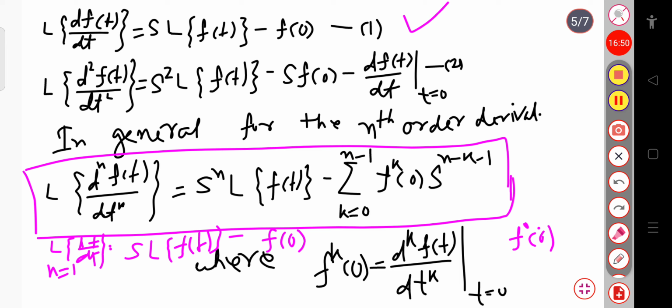Similarly, you can put n equal to 2. When n equals 2, this will be d square f of t divided by dt square. Correct. Then on the right hand side, substituting n equal to 2, this will be s square L of f of t minus the summation, where k varies from 0 to 2 minus 1, that is 1.